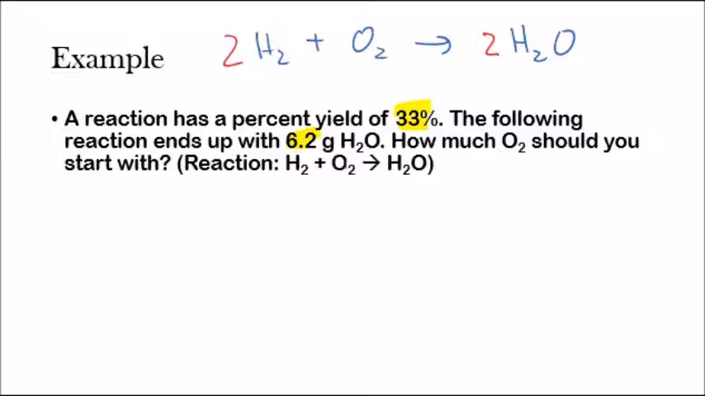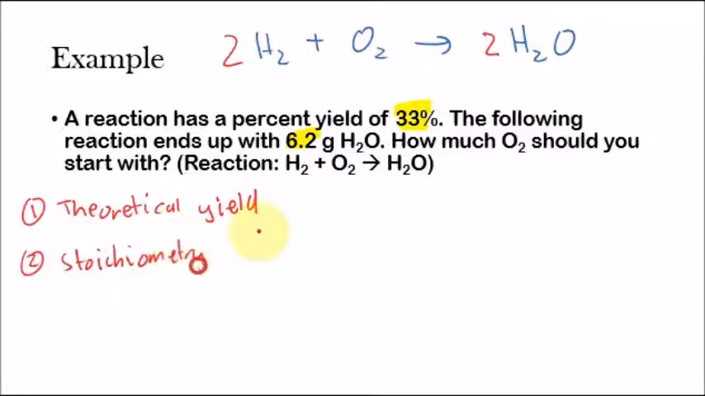So first step, let me write this down. First step is to calculate the theoretical yield. And then from there, use stoichiometry to see how much O2 you should start with. Because it's telling us that the reaction is producing 6.2 grams of H2O, but the reaction only has a 33% yield. So what we need to do is account for this 33% yield, and only then can we find how much O2 you should start off with. If you just took this 6.2 grams of H2O and started working, you'd get the wrong answer because you're not accounting for the percent yield.